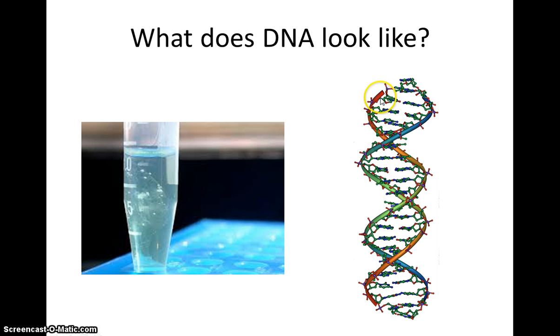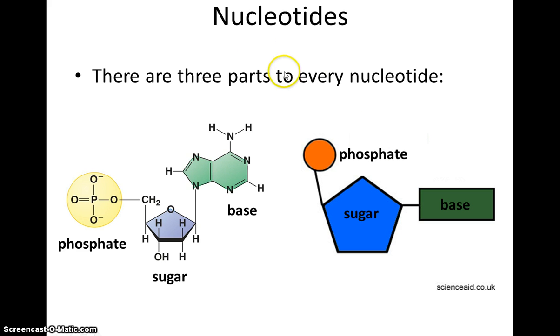But this long molecule is actually made up of individual building blocks. So each one of these little building blocks, as you go down the chain, are called nucleotides. And we're going to learn about those in just a second. And you can kind of think of those as like Legos. And if you put the Legos together, you can build a big structure. Well, that's what happens with DNA. You put all these nucleotides together to build the long structure. So let's talk about nucleotides.